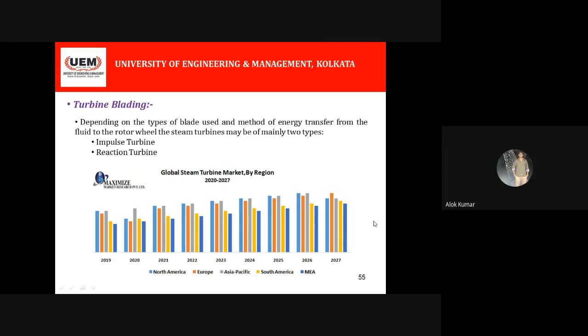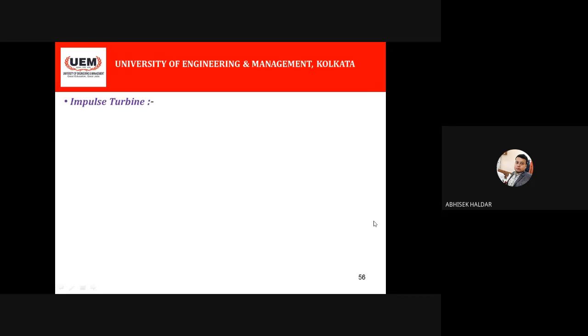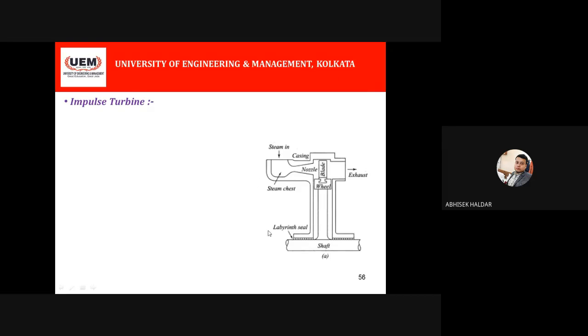Yes, sir. Okay. So now we'll go into the technical part. Impulse turbine. This is a very basic figure of how an impulse turbine acts. Basically, you can see the nozzle. This is the steam in, the way where the steam is getting inside the steam turbine casing.